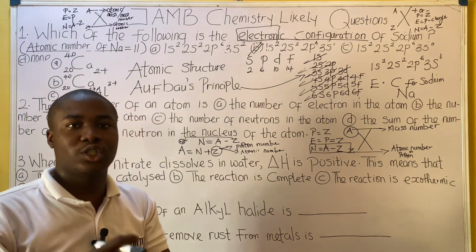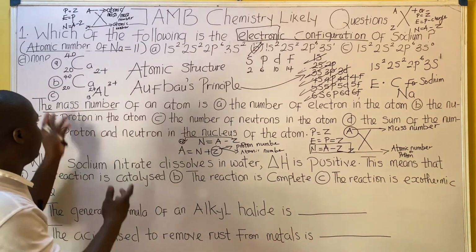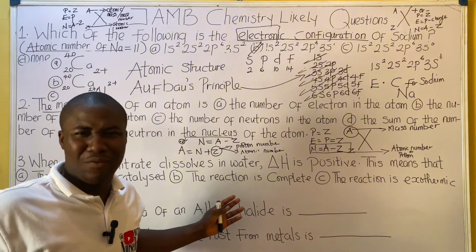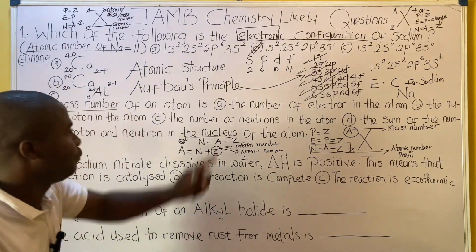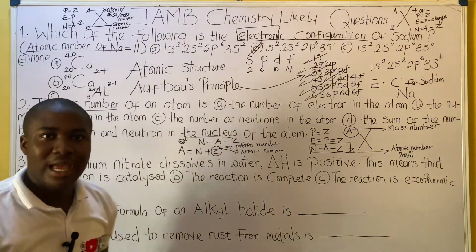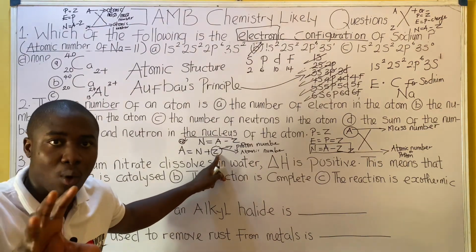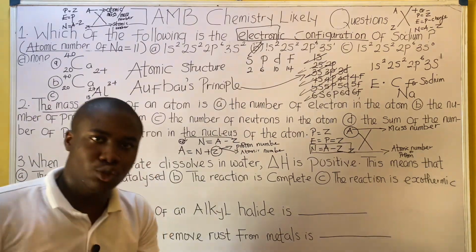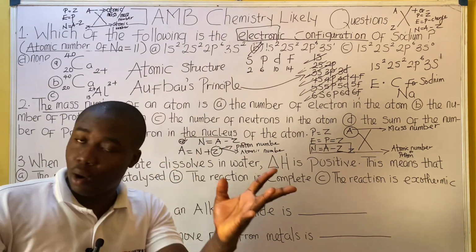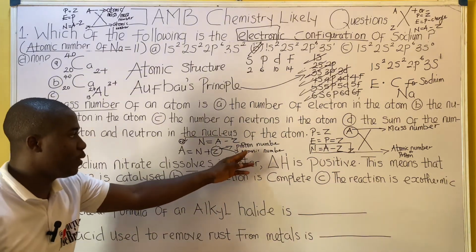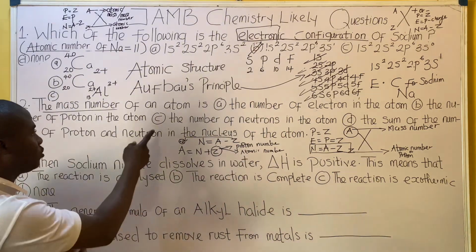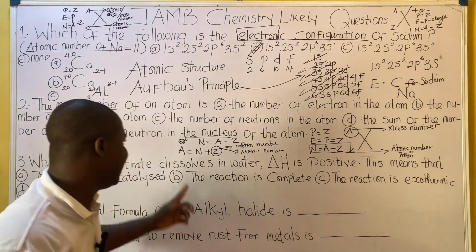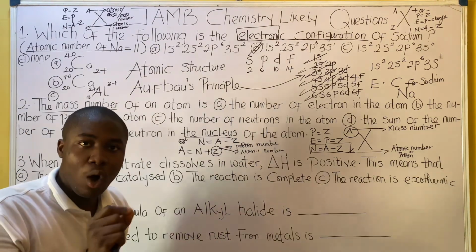So let's get back to our question and know what it is exactly. The mass number of an atom is option A, the number of electrons. Did we even talk about that? So that is out already. Option B, the number of protons. Is it just the number of protons? No. It should be the number of protons and the number of neutrons, that is, atomic number and neutron number, because atomic number and proton number are the same. Option C is the number of neutrons in an atom. Did we say that the mass number is just the number of neutrons? No, we did not say that.